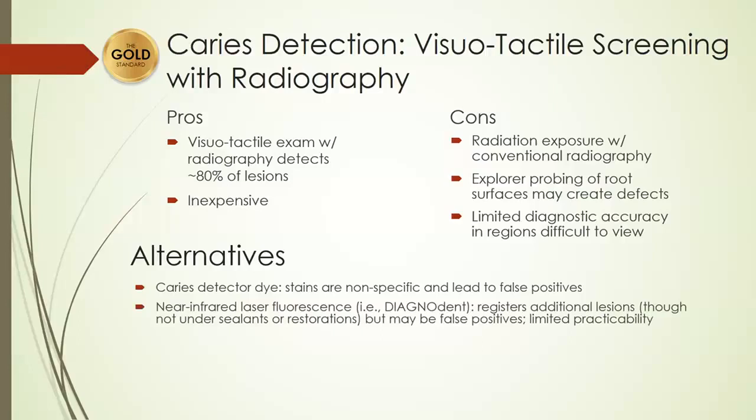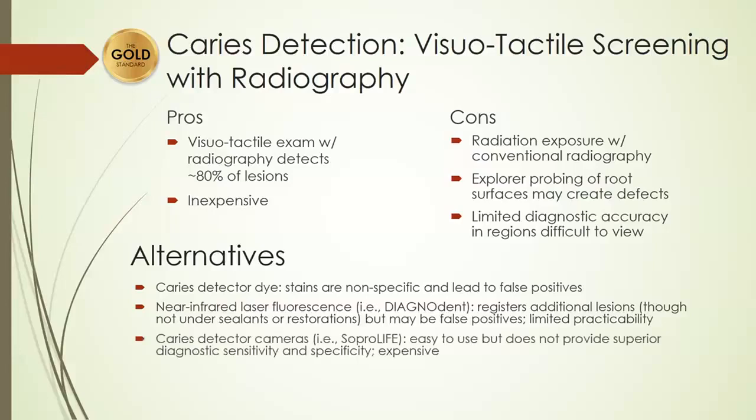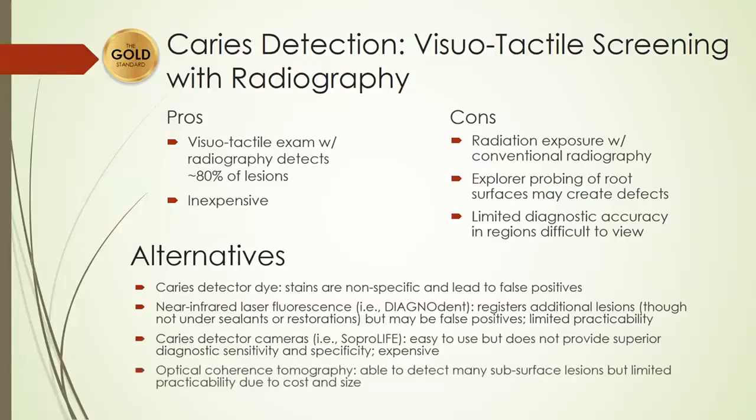Caries detector dye and near-infrared laser fluorescence can detect additional lesions, but it's not clear if these are real defects or false positives. This is of significant concern because studies have shown that many minor lesions fail to progress over time, while unnecessarily restoring a tooth initiates a cycle of re-restoration that can significantly weaken the tooth. Caries detector cameras offer increased ease of diagnosis, and optical coherence tomography may increase the ability to detect subsurface lesions, but both currently have limited practicability due to cost.